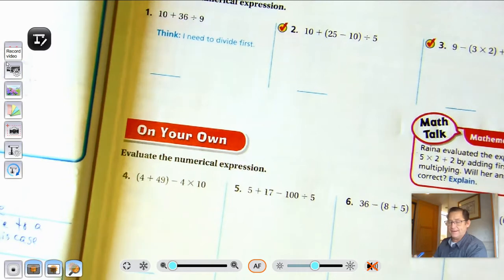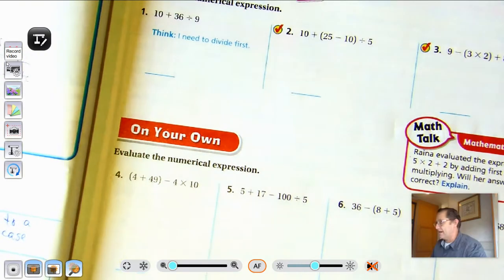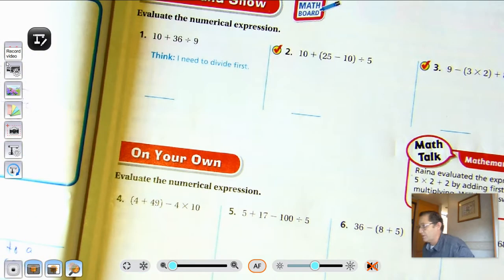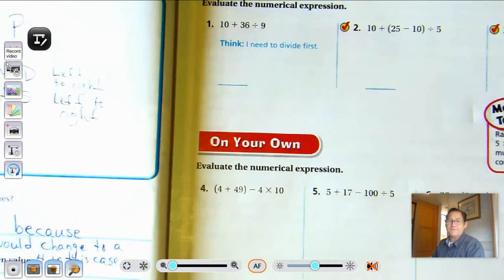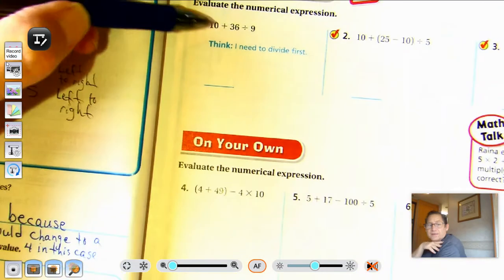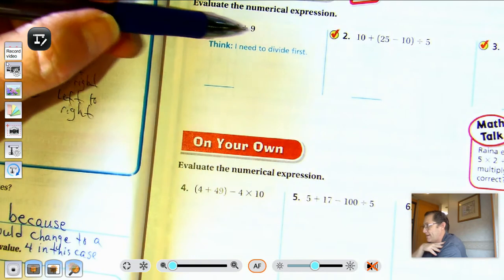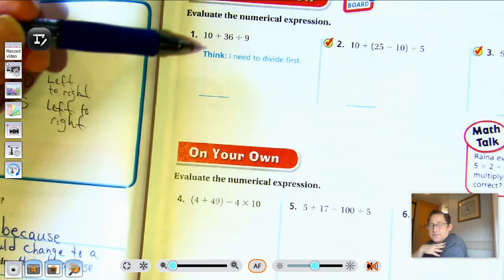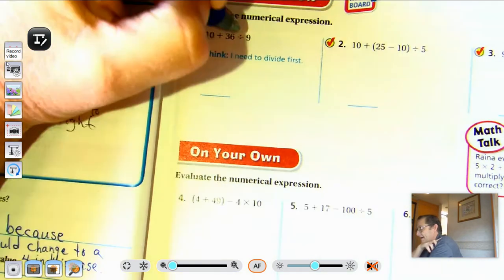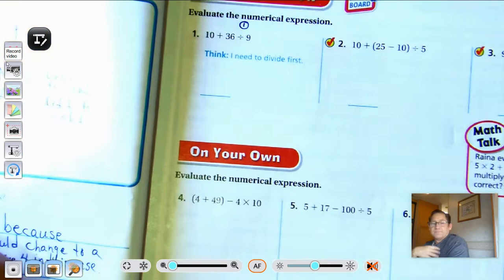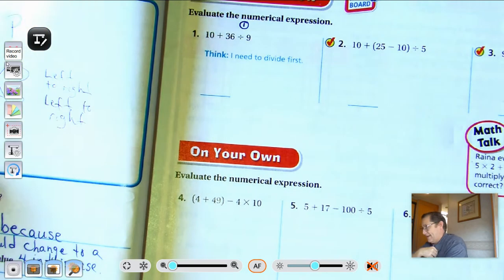All right, let's try page 49. Evaluate the numerical expression. So we have 10 plus 36 divided by 9. There aren't any parentheses, so I have to divide first. Multiply or divide, then add and subtract.